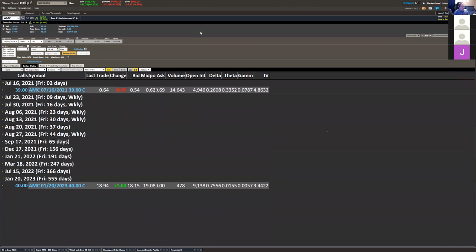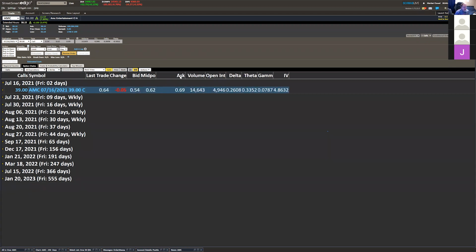So if I were to look at an AMC that's going to expire tomorrow, if I bought this AMC call, so this is the stock AMC, expiration 7/16, which means that's tomorrow. Your strike is $39, meaning you want AMC to go past $39 by tomorrow. So I'm just going to go by bid. If you were to buy this option, times 100, let me write this down so you guys can see it. Times 100. So I bought this option for $54.